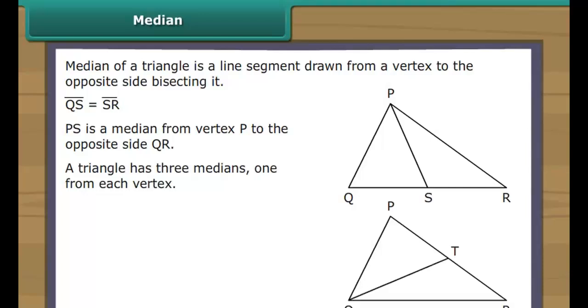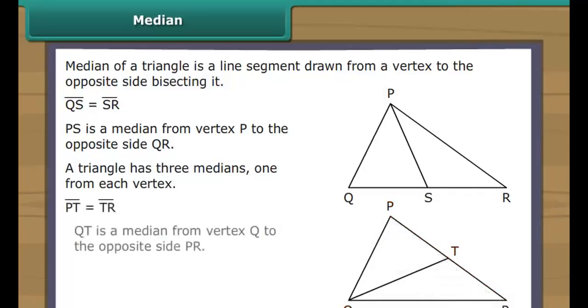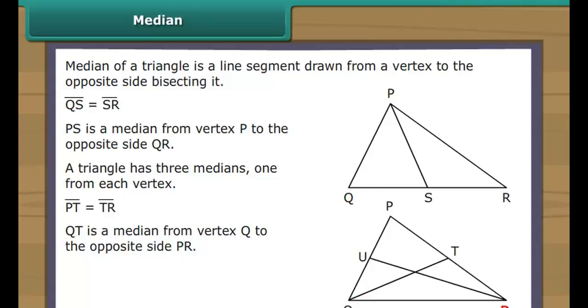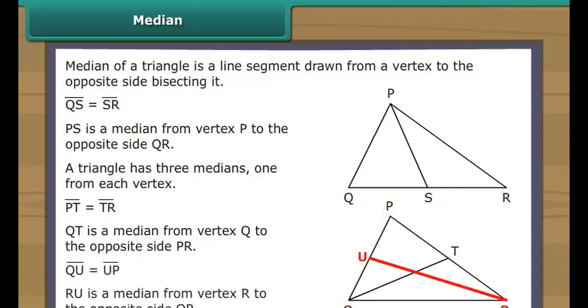We draw a line segment from Q to cut PR into two equal halves at point T. Therefore, QT is a median from vertex Q to the opposite side, PR. We draw one more line segment from R to cut QP into two equal halves at point U. Therefore, RU is a median from vertex R to the opposite side, QP.